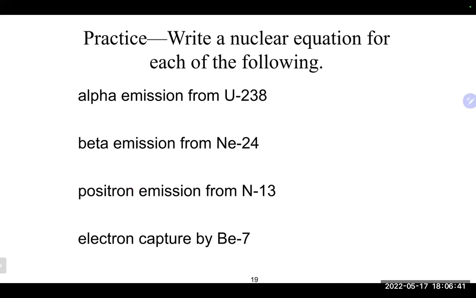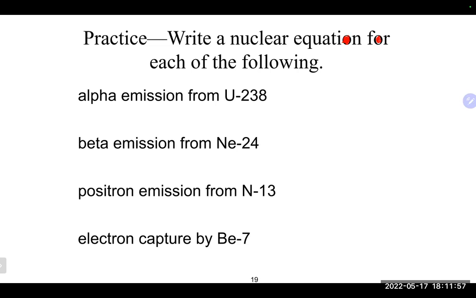All right, so why don't you finish up here, do these 4, and write some balanced nuclear equations for each of these. Alpha emission, uranium-238; beta emission, neon-24; positron, nitrogen-13; and electron capture, beryllium-7. Let's see how you're doing.